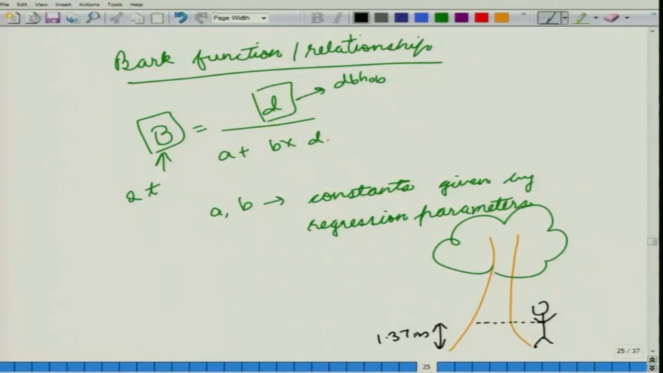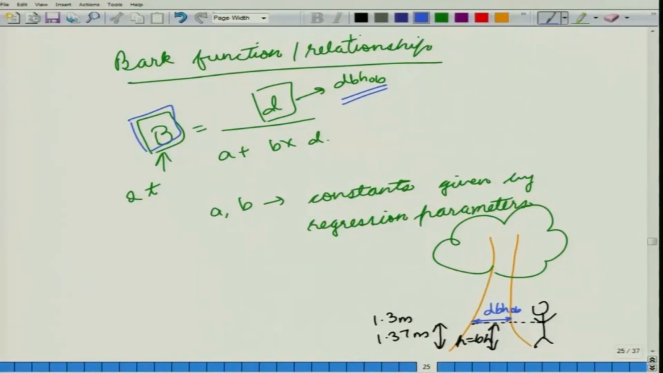It is 1.37 meters in the case of Indian conditions, or 1.3 meters for some other countries, and at this height h equal to breast height, you measure this diameter, and you are measuring the diameter over bark. So, this is dBH over bark. Over bark diameter might be measured either using tapes or by using calipers. So, once you have these readings of dBH over bark, can you get the bark thickness for that particular tree?